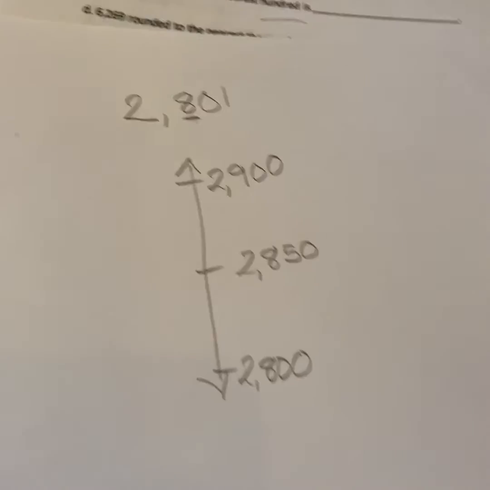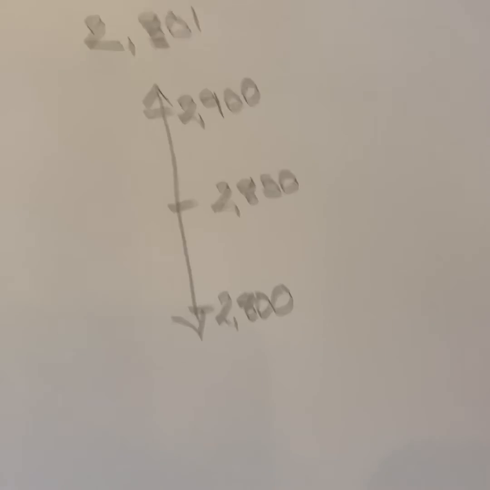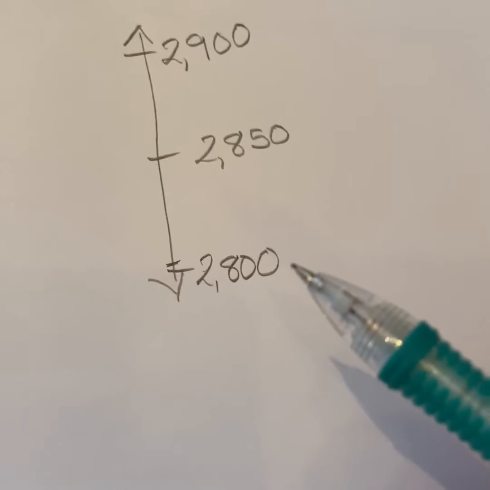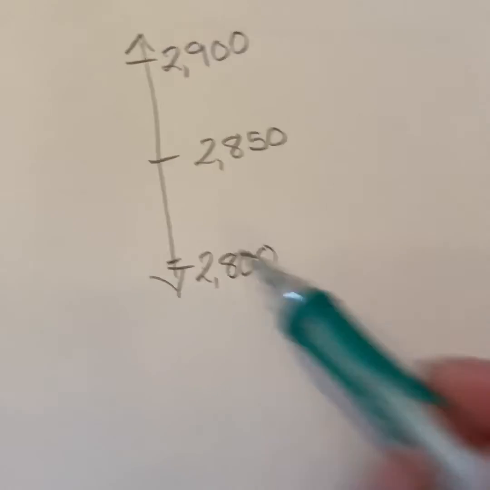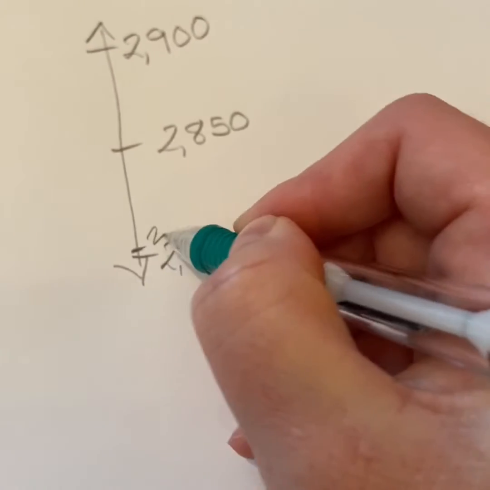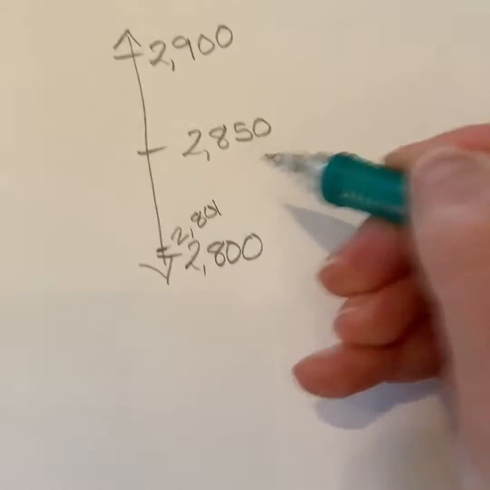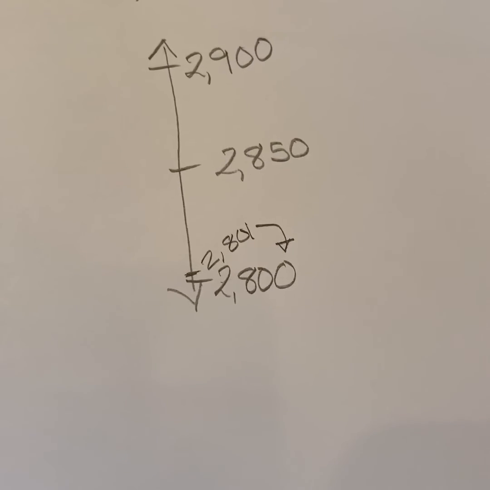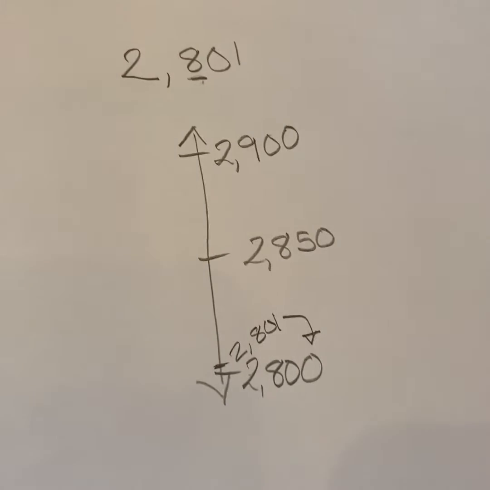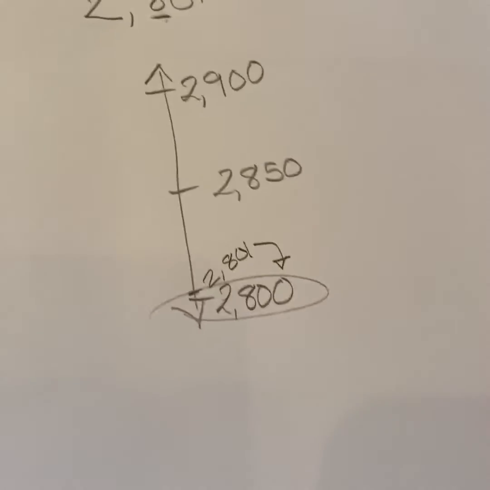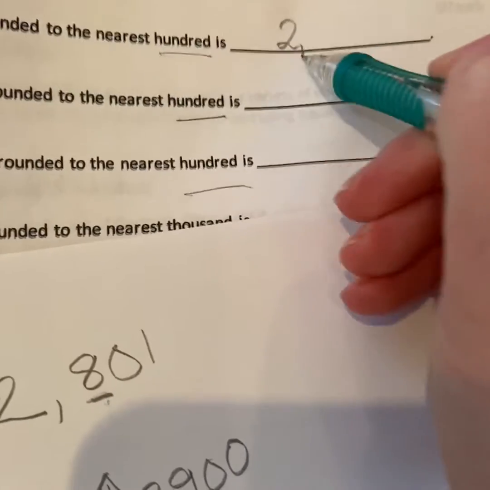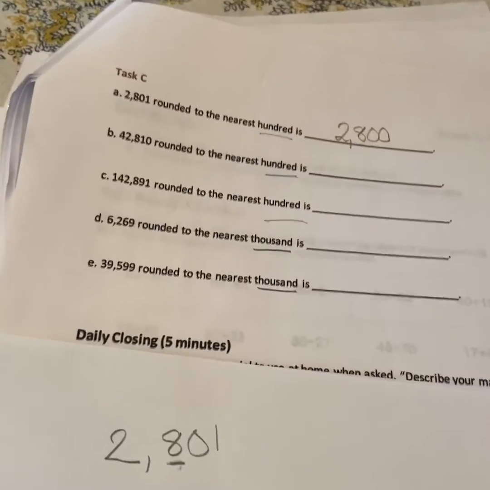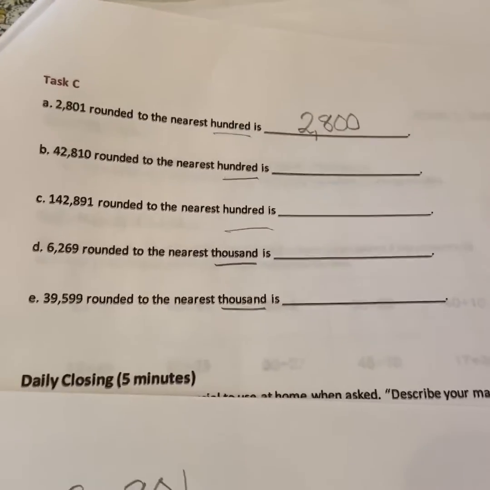Okay, now I'm going to plot 2,801. Well, that's going to be so close to 2,800. It's just 1 point away. It's going to be very, very close. 2,801. So obviously I'm going to round down. It's much closer to 2,800 than it is to 2,900. And so that's what I got. And I'm going to put it in. It's rounded to 2,800.